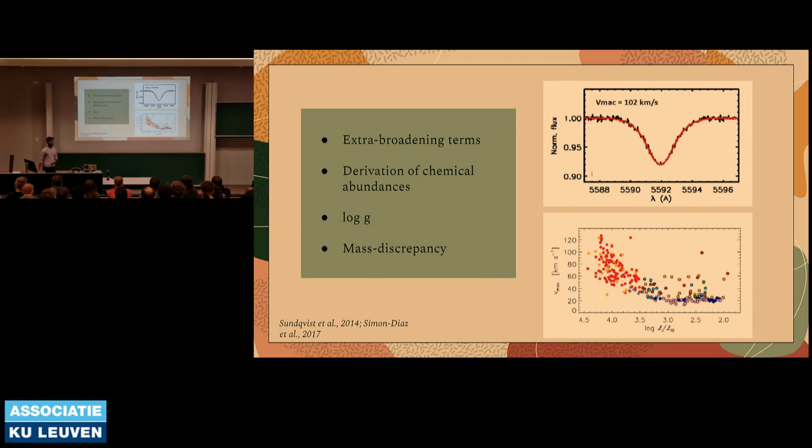What other challenges do we have, or what do we want to answer from the observational side of things? When you fit 1D spectra, you need to add ad hoc broadening terms to actually fit the observed spectra. We believe that multi-D simulations can potentially solve this issue. Let's just see. It can also have an effect on the derivation of chemical abundances and log g, which leads to the so-called mass discrepancy that is seen in evolved stars.